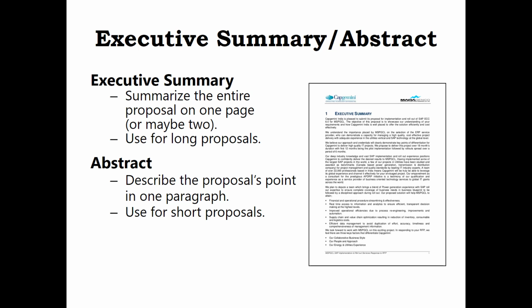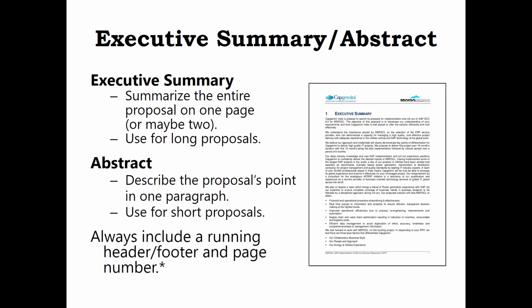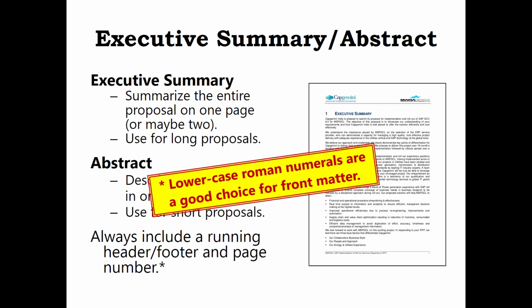When you write either an executive summary or an abstract and put it in the proposal, you always want to include a running header or footer, maybe both, depending on what your document design looks like, and include a page number. Please note, when we talk page numbers, you probably want to use lowercase Roman numerals for your page numbers in the front matter. Why is that? You want to visually and conceptually separate them from the materials in the main body. So in the executive summary, anything that comes before the table of contents, you're going to have lowercase Roman numerals. For the main body, you're going to start with the Arabic numerals that we're familiar with.